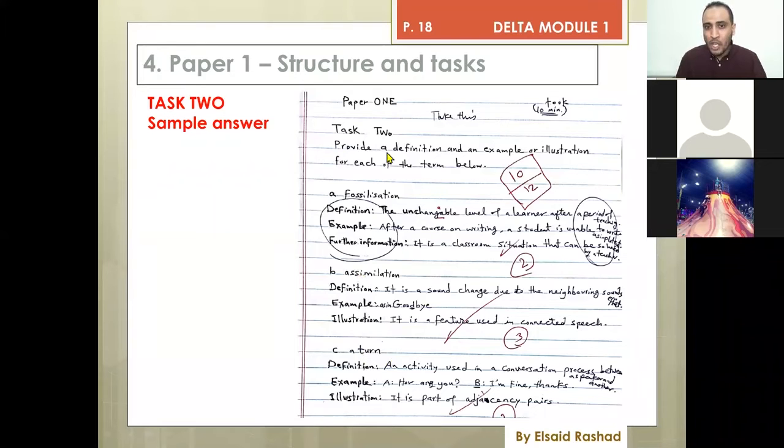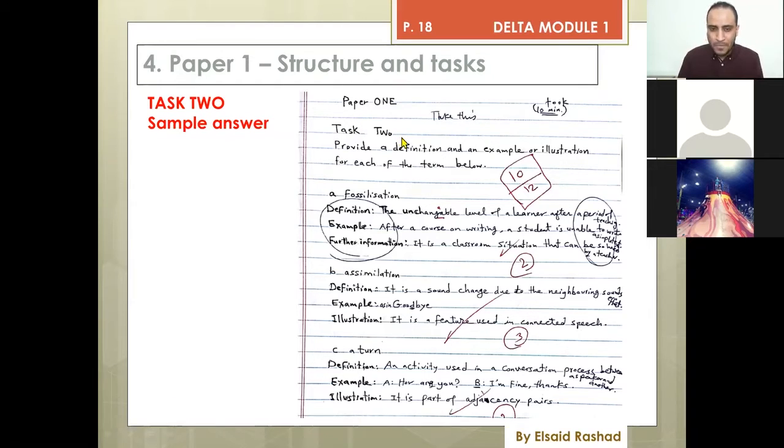Okay. And by the way, in the exam, you don't need to write the question again because this will waste your time. I did that in the very beginning and it wasted my time. So the assessor advised me not to provide a definition and an example or illustration for each of the terms below. No, you don't have to write this. You will waste your time and exert much effort. You just need to write paper 1, task 2.